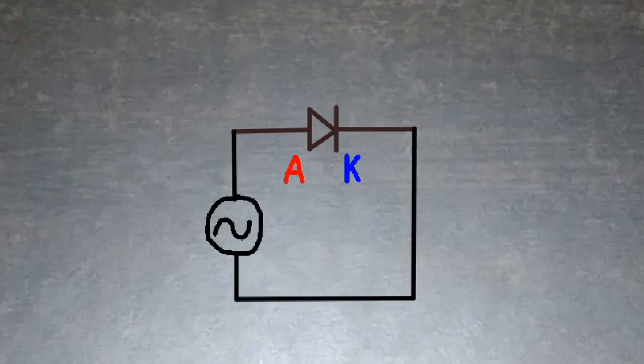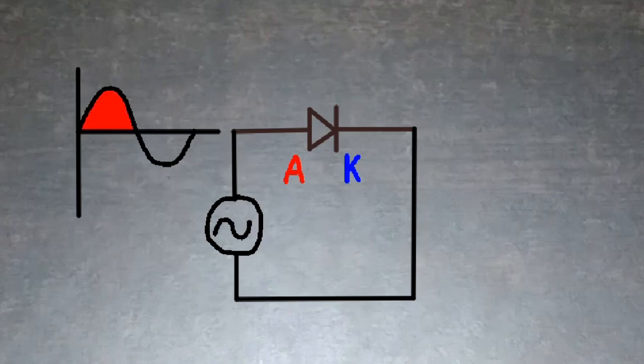Let's see how this works. When a diode is connected to an AC supply, with the positive cycle, anode becomes positive and cathode becomes negative, which makes diode forward bias, and positive cycle passes to output. For negative cycle, anode becomes negative and cathode becomes positive, which makes diode reverse bias and negative cycle does not pass to output.